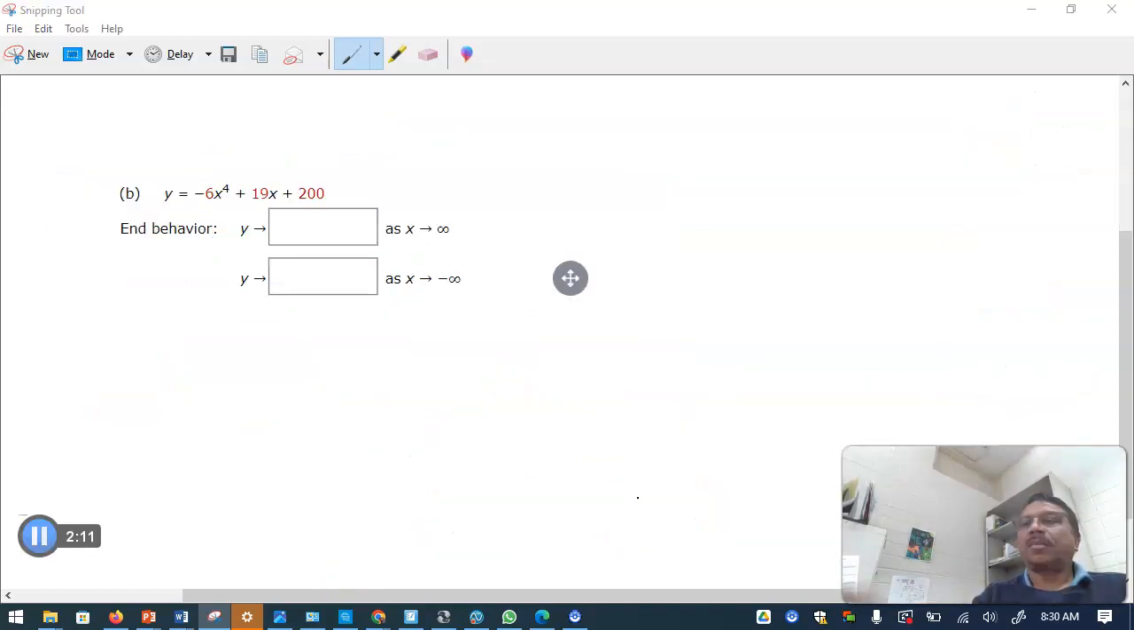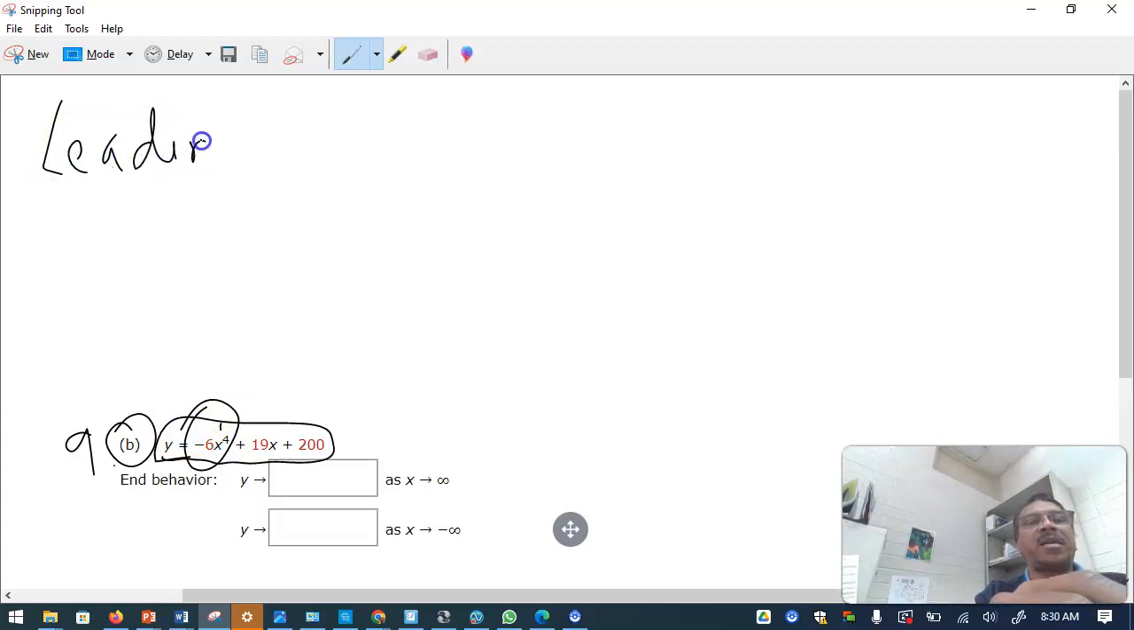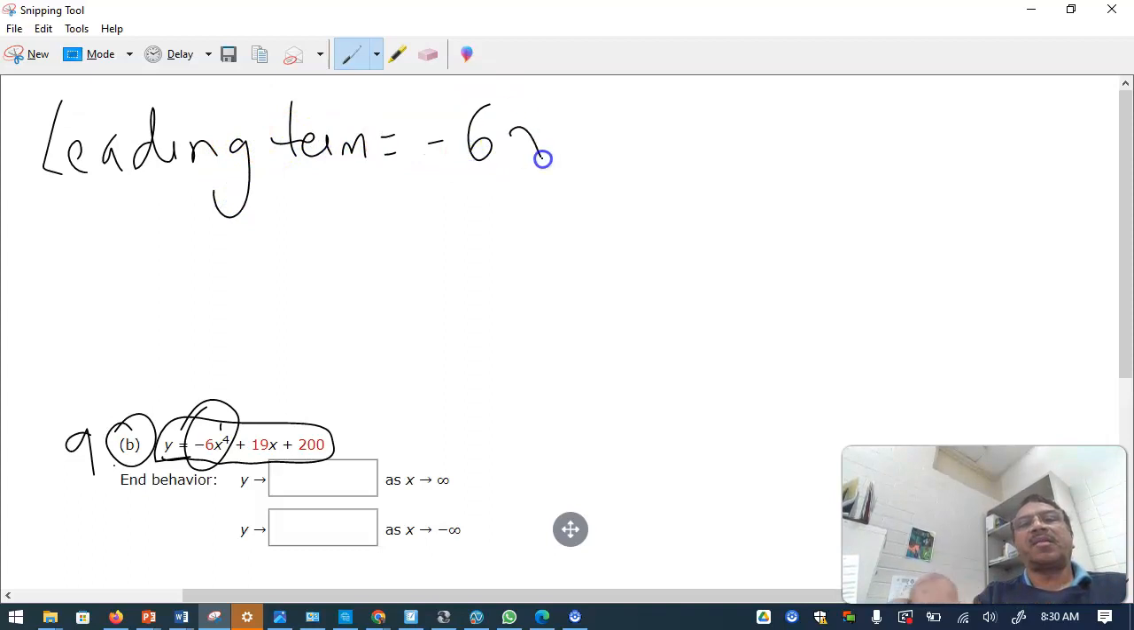The next problem is 9b. What's the difference between the one that we did and the one that is given here is the leading coefficient. The leading term is minus 6x raised to 4. So this is the degree, which is an even number.